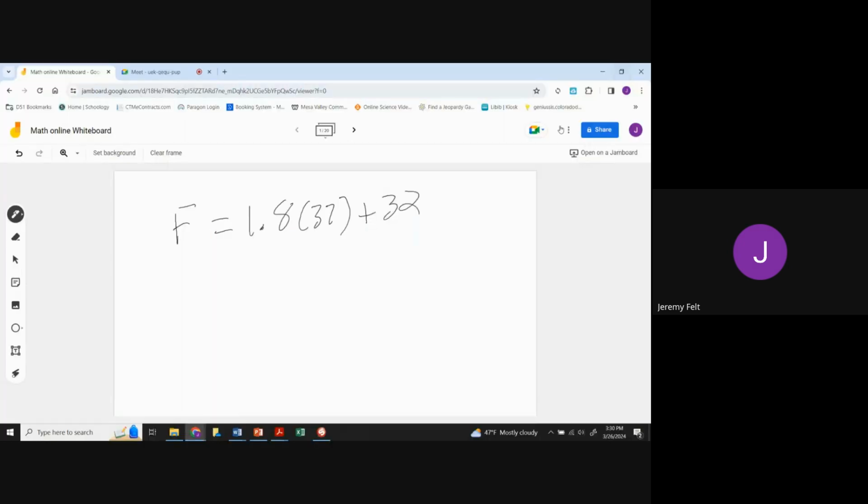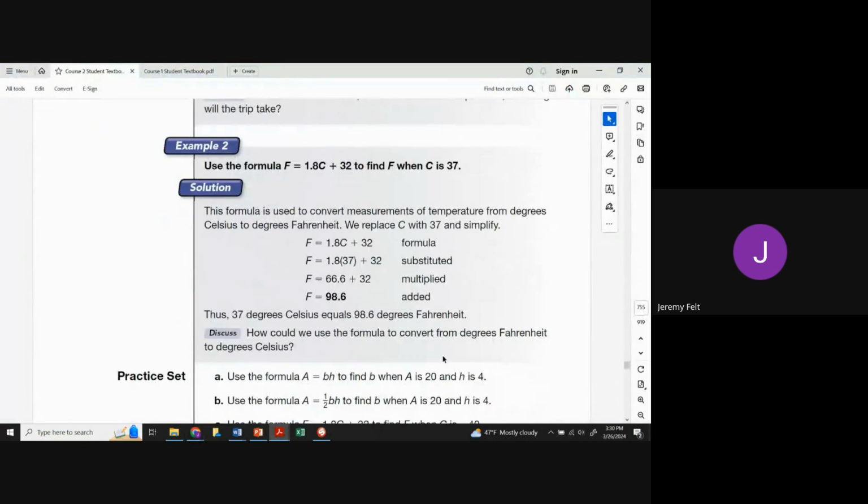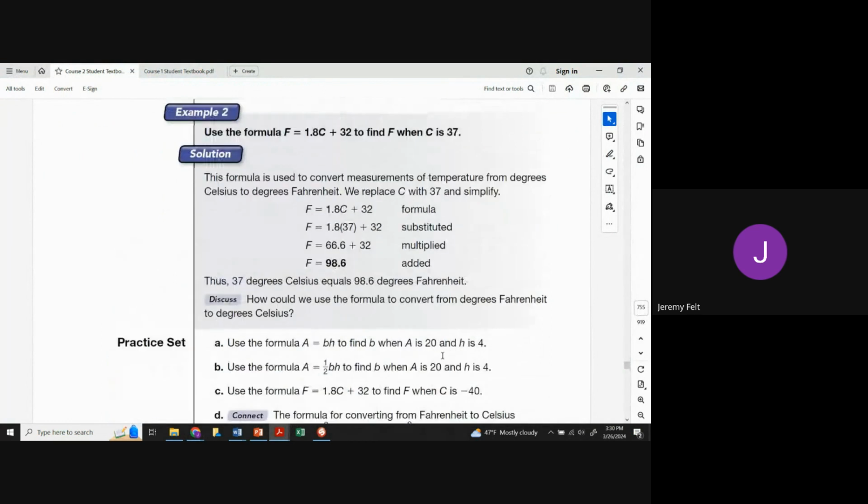What's going on over there? And then you think, oh, 37 degrees Celsius, that's actually a pretty hot day. Because if we call it 98.6 degrees, most of us would think that's a pretty high temperature. So we plugged in Celsius to get Fahrenheit. Again, that's just a formula that we're given.